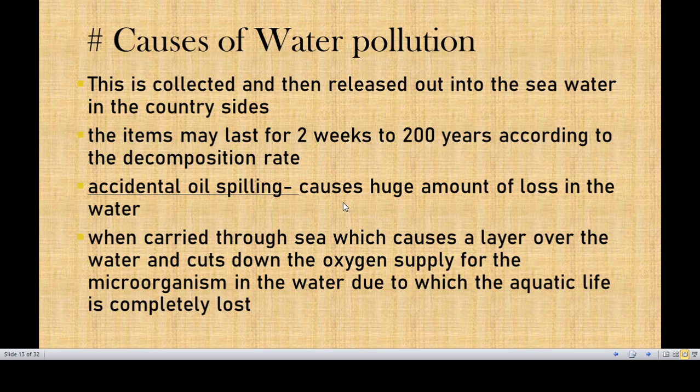Also this will cut down the oxygen level, and the organisms which are completely dependent on the aquatic system, like fishes, crabs, etc., will completely lose their existence because there is a cut down of the oxygen supply.